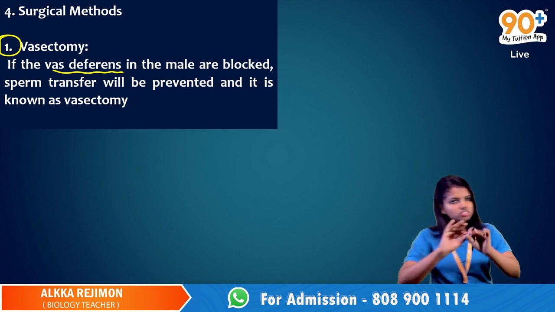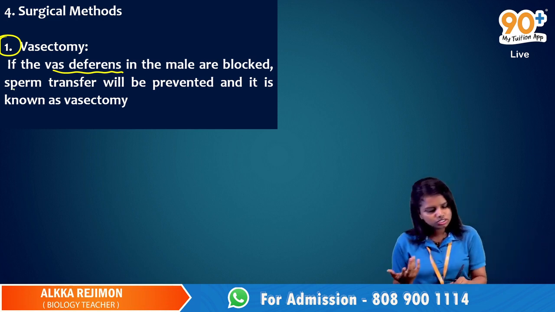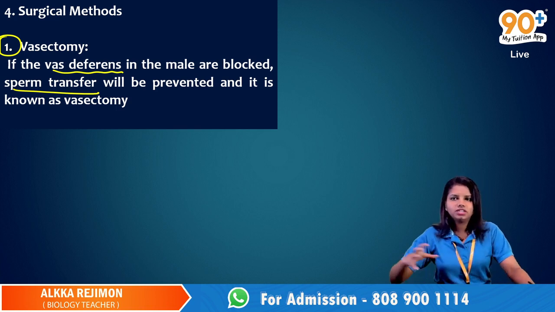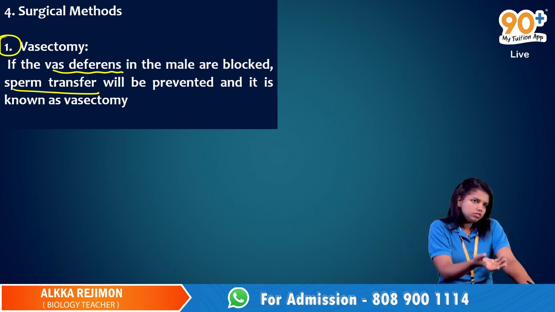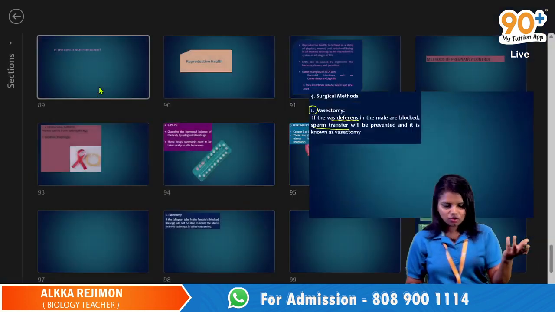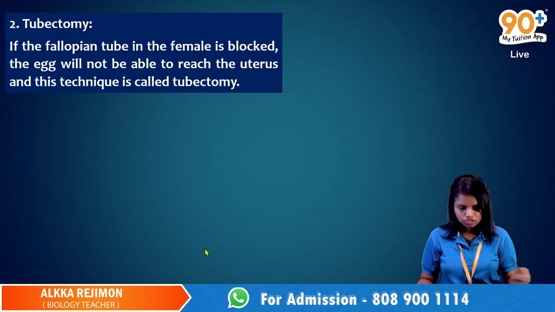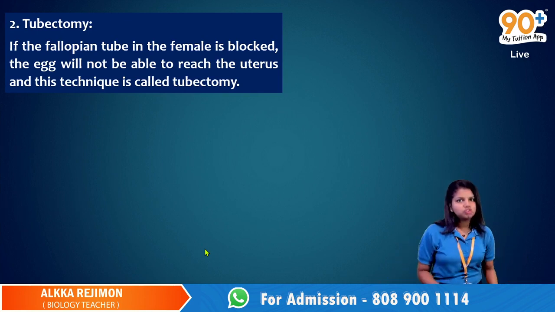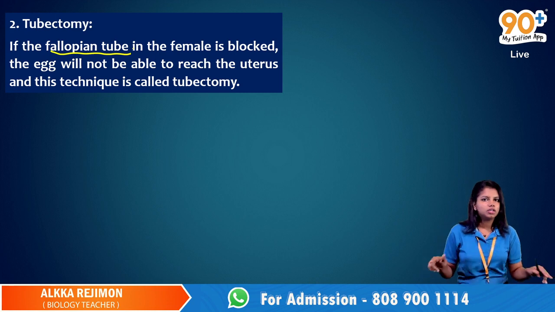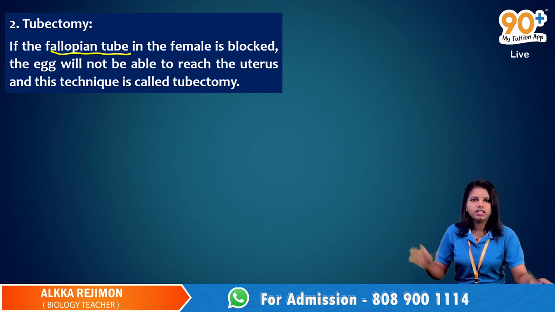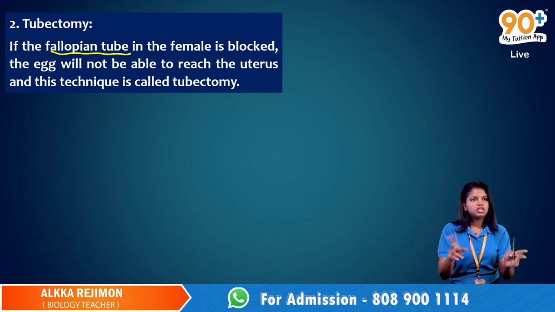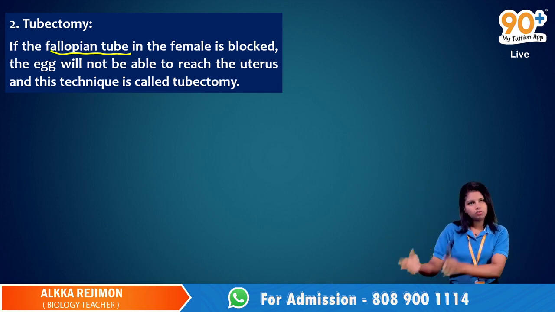In the male body, the vas deferens is cut and blocked. So the sperm won't be transferred to the penis. The sperm that is produced cannot reach the penis. So there is no pregnancy. That is the basic logic of vasectomy. And coming to the tubectomy, it's the same procedure done in a female body where the fallopian tube is cut and blocked and stitched, and the egg will not be able to reach the uterus. So the same procedure done in the two sexes is called vasectomy and tubectomy.